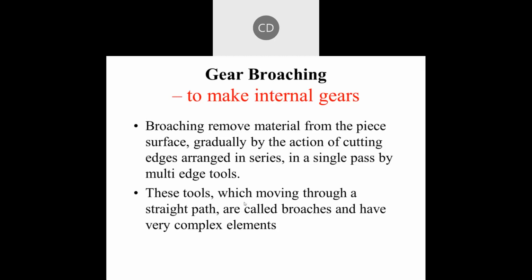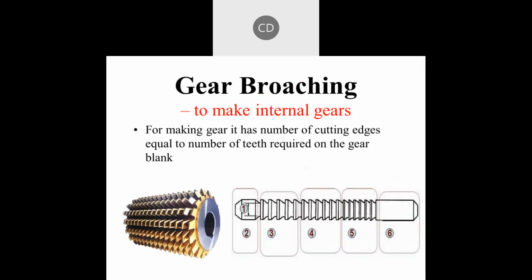The tools which move along a straight path are called broaches, and they have very complex elements also. We use gear broaching for making internal gears. So the broaching method is used to make internal gear cutting. The number of cutting teeth is equal to the gear plan. The diagram mentions the gear cutting tool, numbered 1 up to 5, 1 up to 6. Those are the elements used in the internal gear cutting of the gear broaching method.